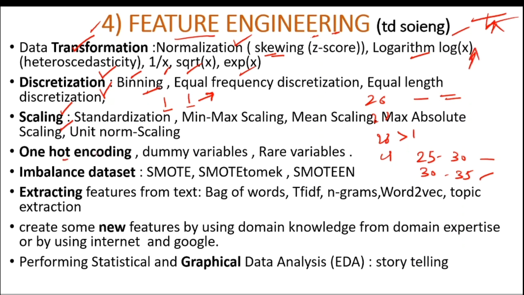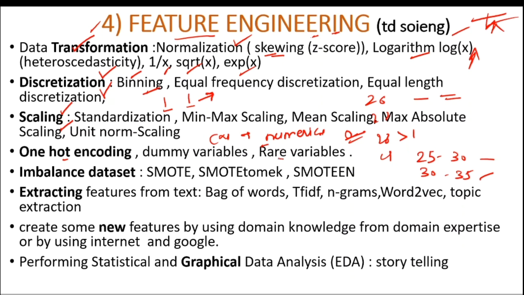Then after, there is one hot encoding. Suppose we have categorical variables. We have to convert categorical variables into numeric variables, because machine learning algorithms do not understand categorical variables. All they understand is numbers. So we have to convert the categorical variables into numeric variables. We have the technique one hot encoding, and we can create dummy variables, that is get dummies. There is a function in pandas which is pd.get_dummies.